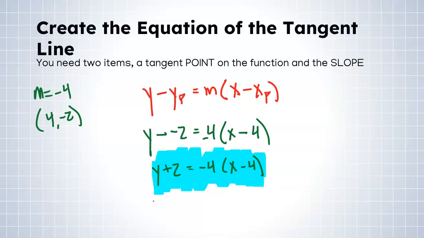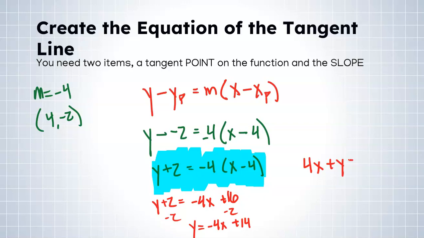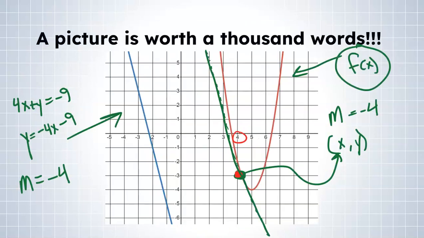Obviously, we could go ahead and distribute that -4 to get y plus 2 equals -4x plus 16. We could go ahead and subtract the 2 over, and we get y equals -4x plus 14. That would be the equation in slope-intercept form. We can actually add the 4x over and get 4x plus y equals 14 if we're asked for standard form. But the point is, whether you're using slope-intercept form, standard form, or point-slope form, they're all equations of lines. All of them are good to go. So what is it that we just found? We found the equation of this beautiful green line right here that is parallel to the given line in blue and tangent to my given function.